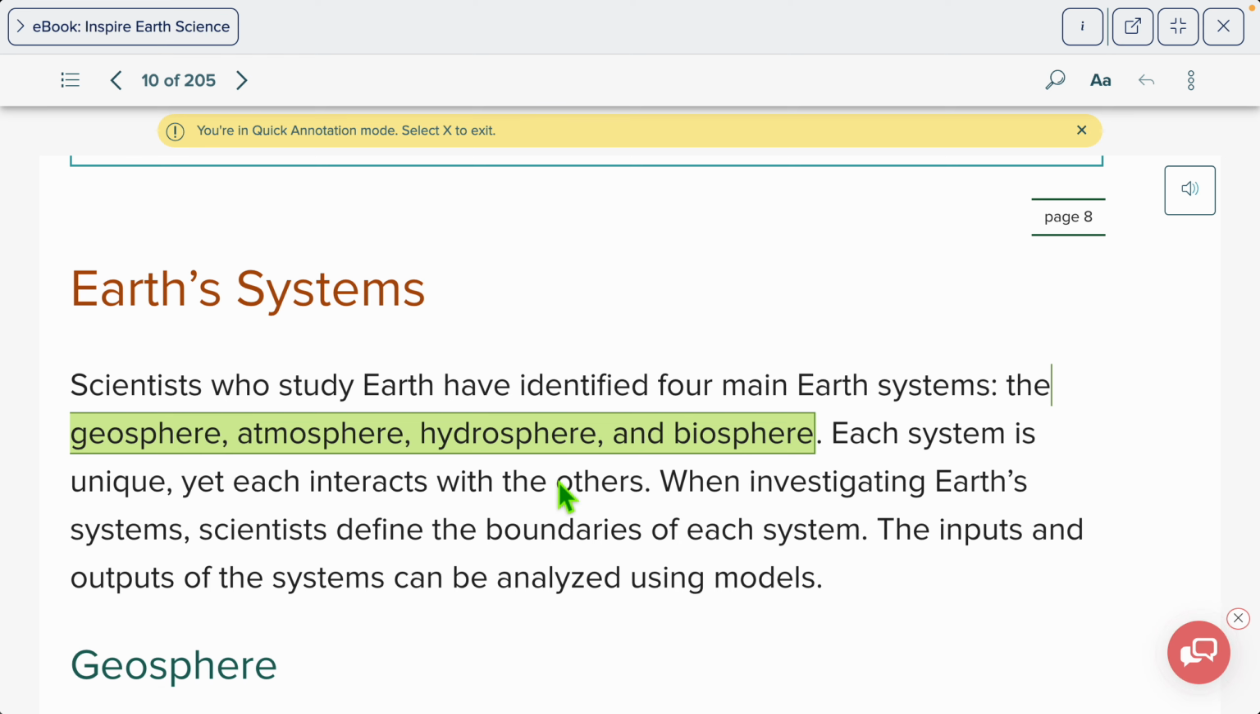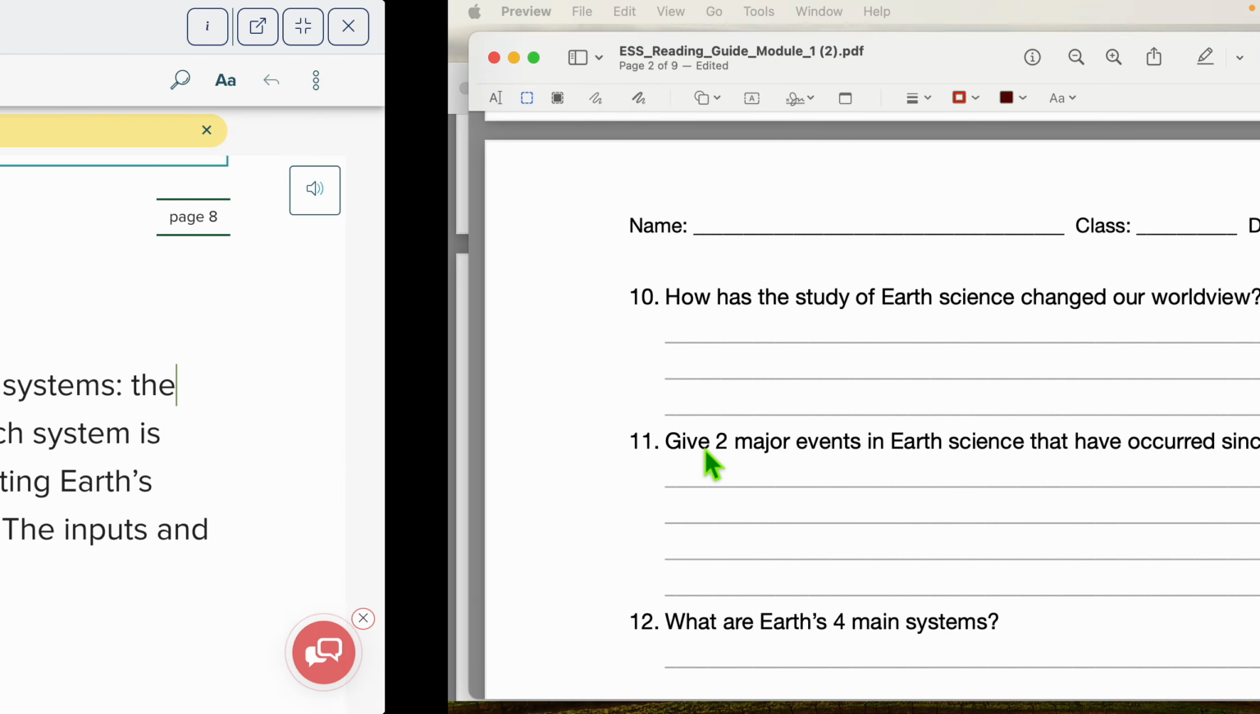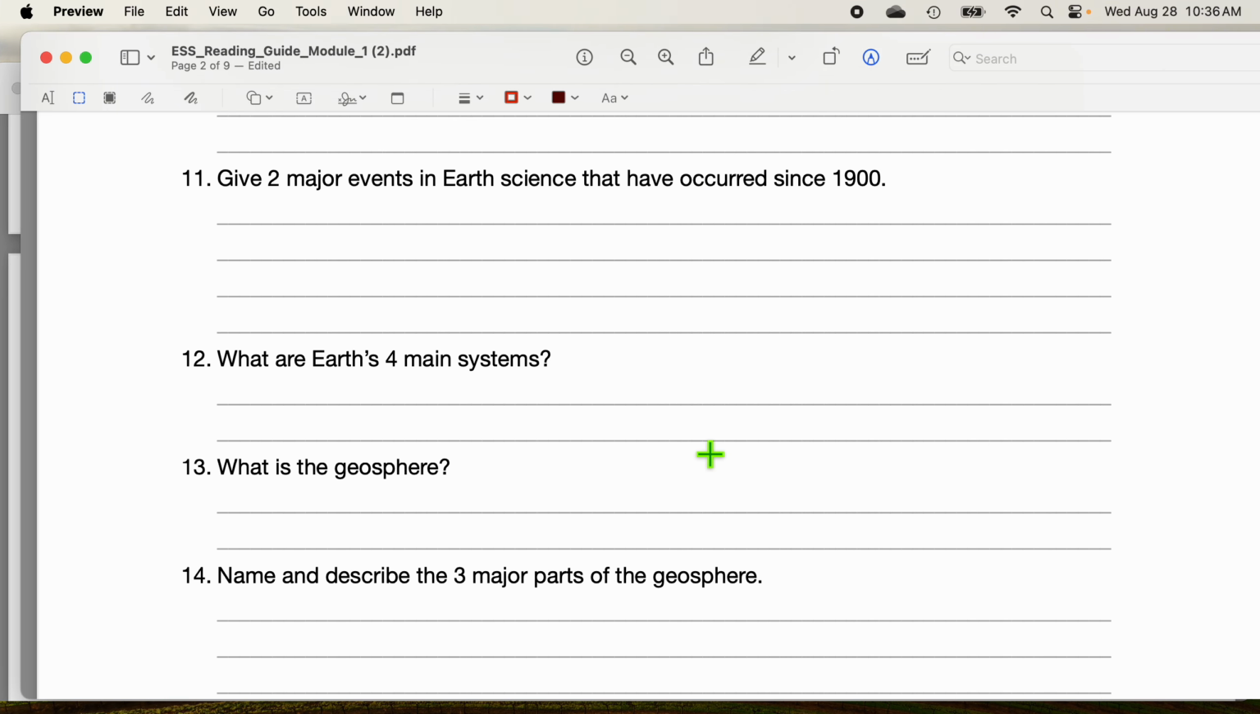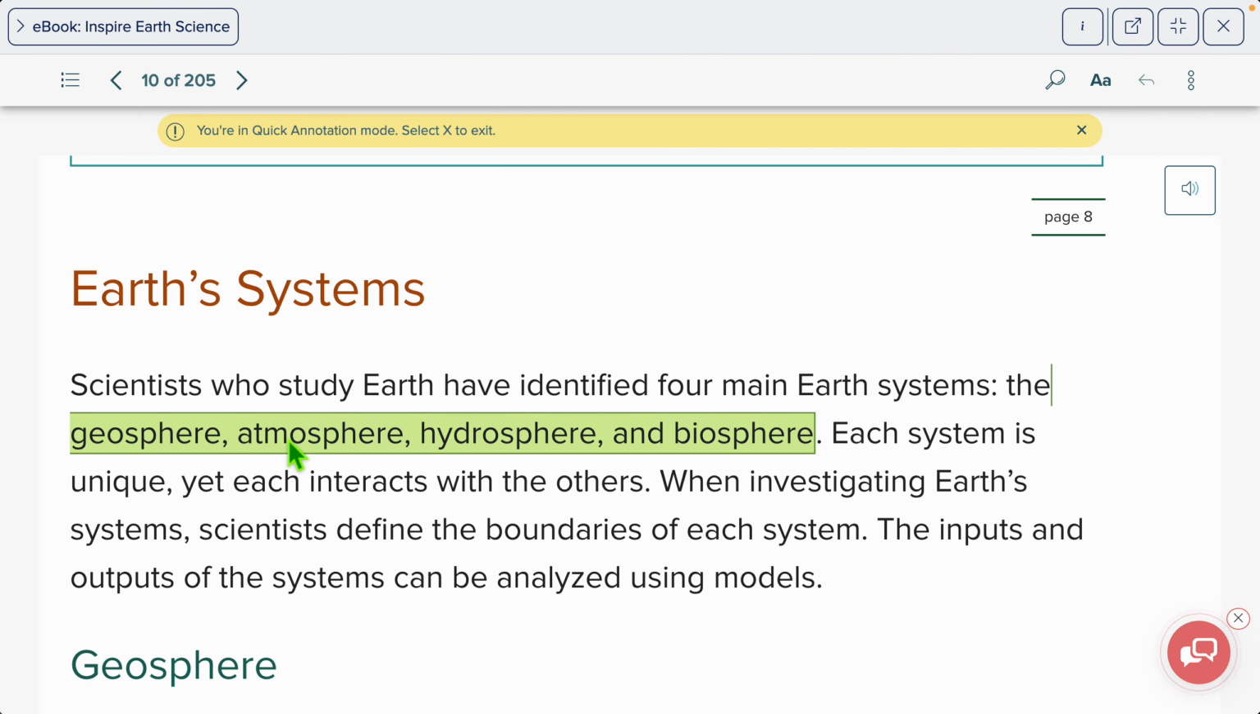Anyway, so Earth systems. Scientists who study Earth have identified 4 main Earth systems. You have the geosphere, the atmosphere, the hydrosphere, and the biosphere. That is your answer for number 12. Okay. Number 12, you have 4 main systems. You have the geosphere, the atmosphere, the hydrosphere, and the biosphere.